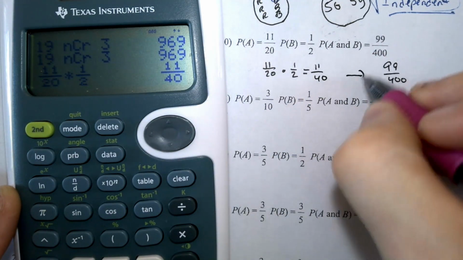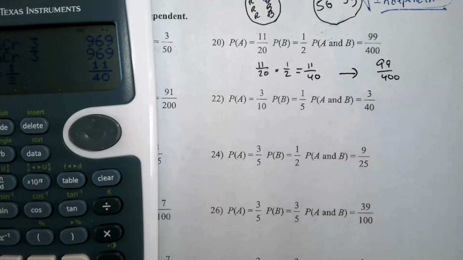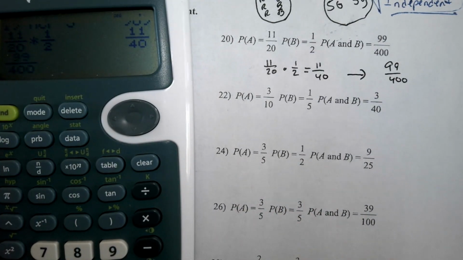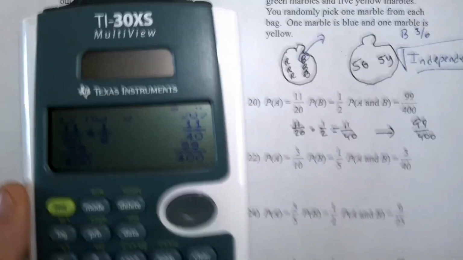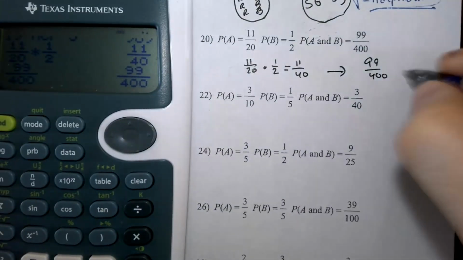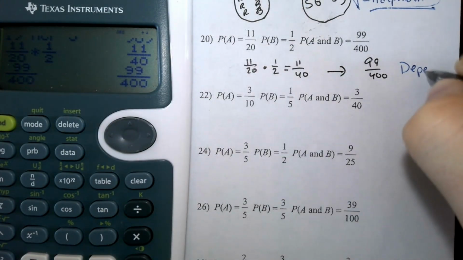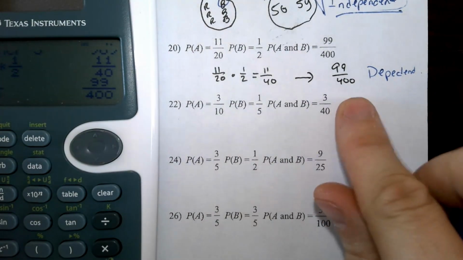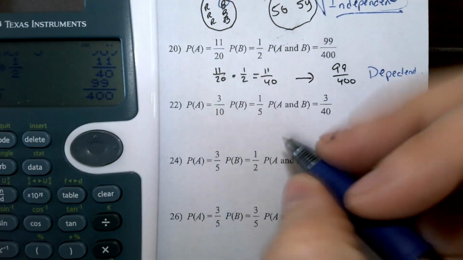Which, last time I checked, those two things are not equal. And if that is the case, then they're not independent. Let's make sure that 99 out of 400 doesn't simplify down to 11 out of 40. No, it doesn't. So those two things don't equal. If they are not equal, they are not independent, and therefore they are dependent. That's as simple as that. You do need to show your work. Let's try another one. Maybe this one will work out.